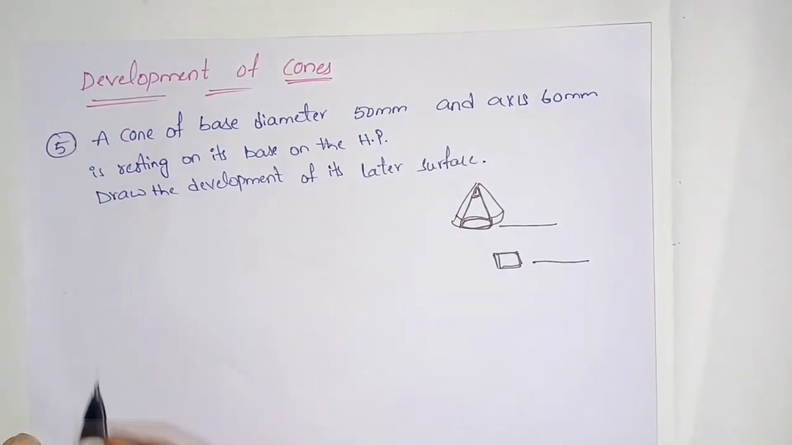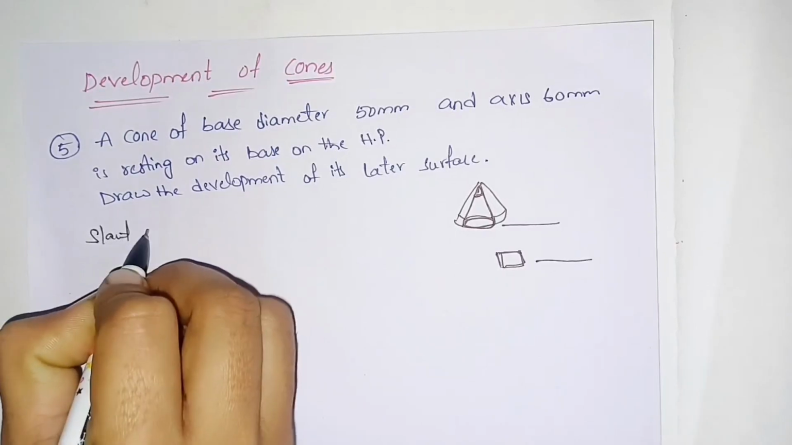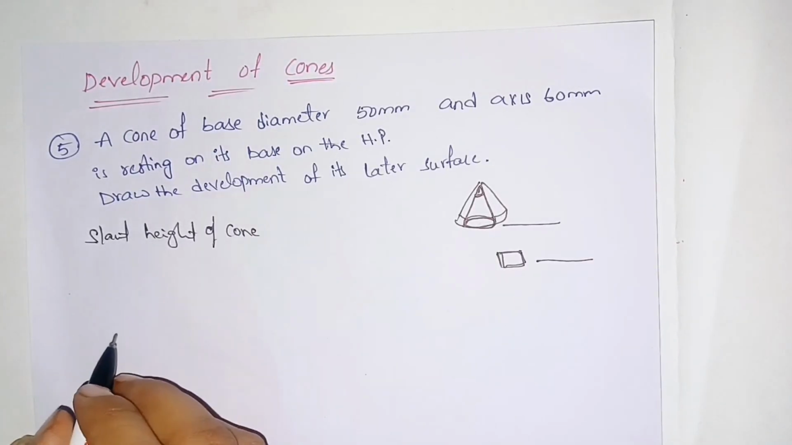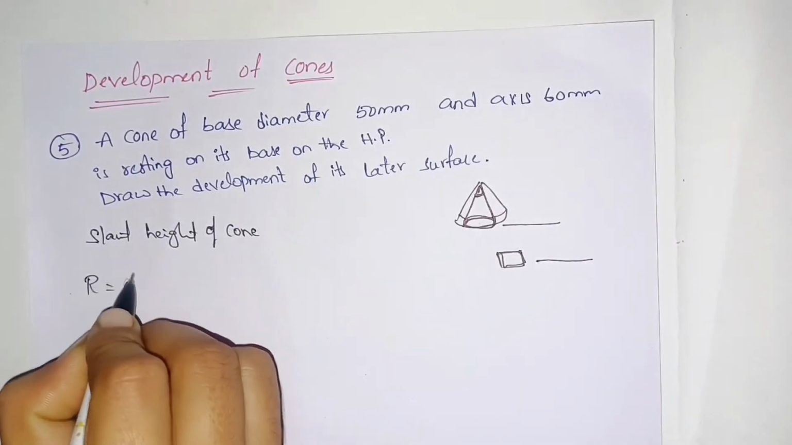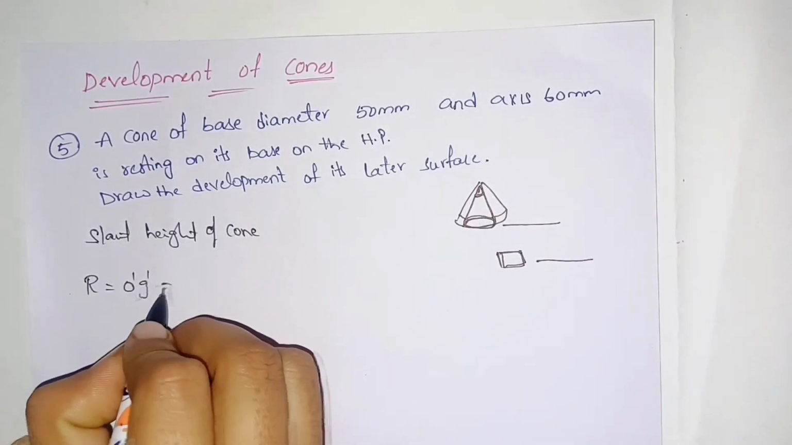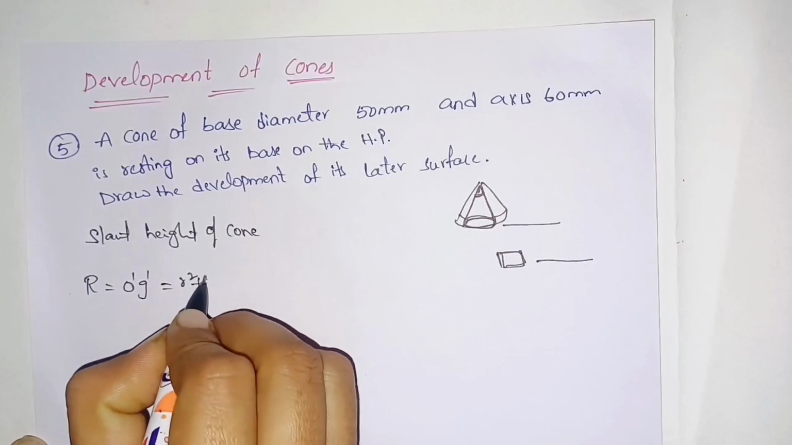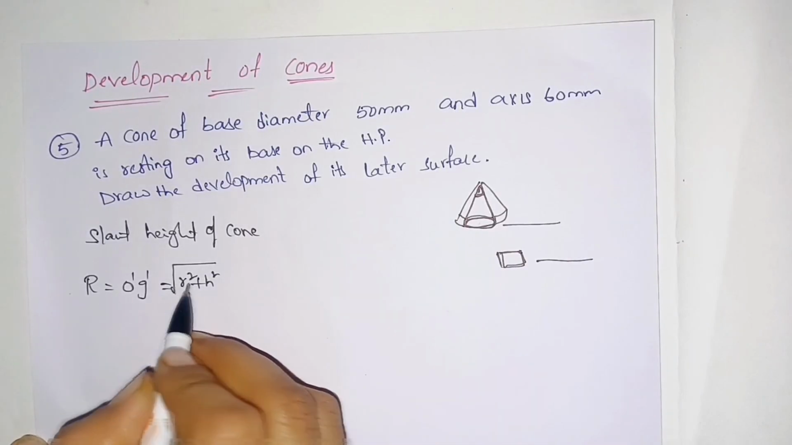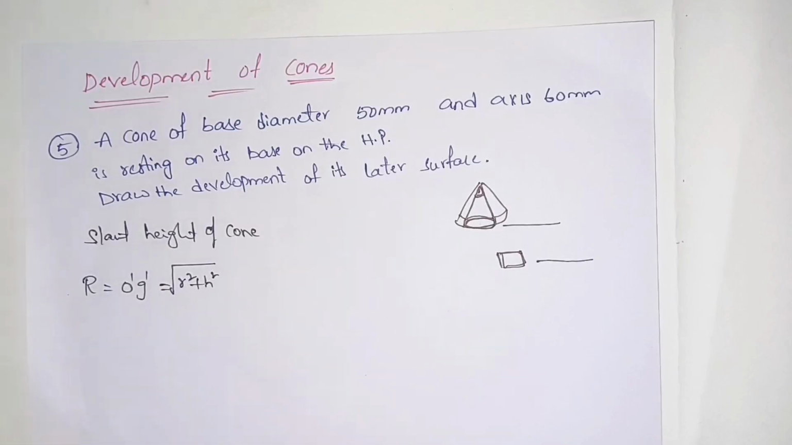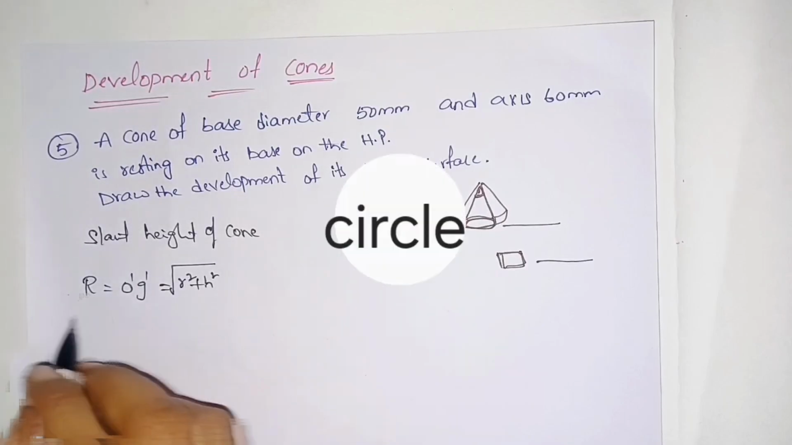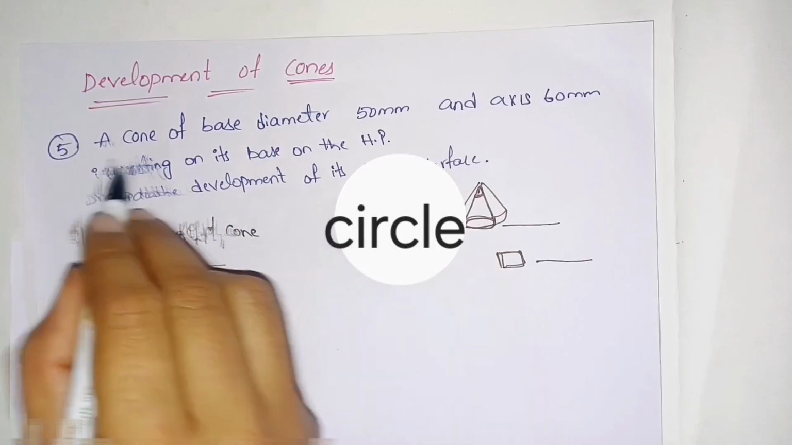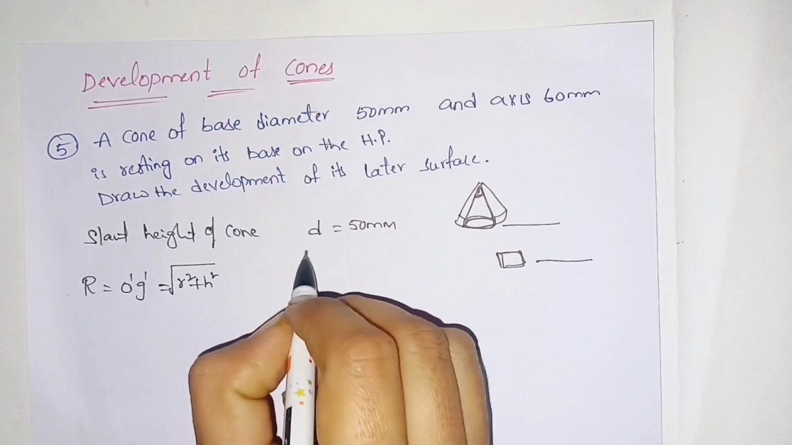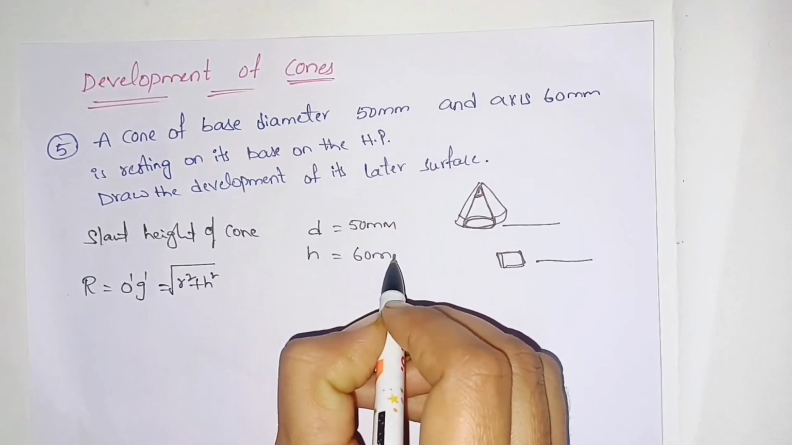So that is the slant height of the cone, that is capital R is equal to O prime to G prime, that is nothing but the square root of small r square plus h square, where small r is nothing but the radius, half the diameter of the circle. So we have to first draw the cone of base diameter D is equal to 50 mm and axis, that is height of the axis, is 60 mm.